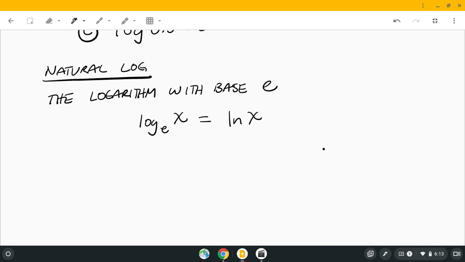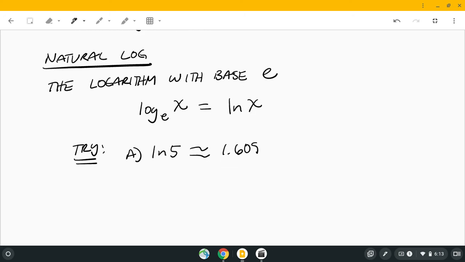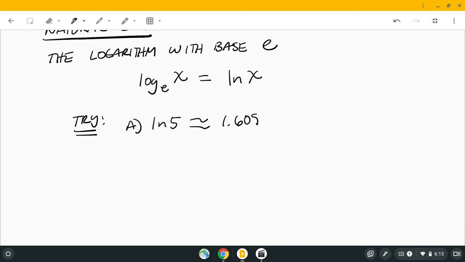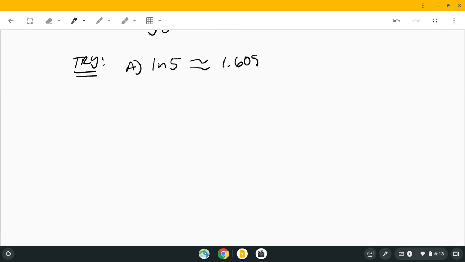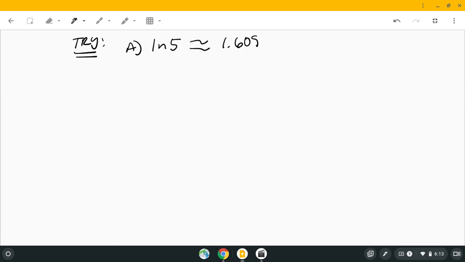Okay, and let's make sure you can punch this into your calculator correctly. Let's just try this one, ln 5. So punch that in and see if you get 1.609. So try to find your ln button. Okay, very good.